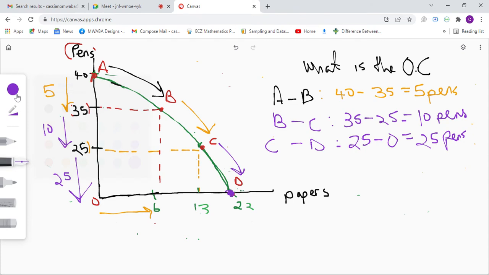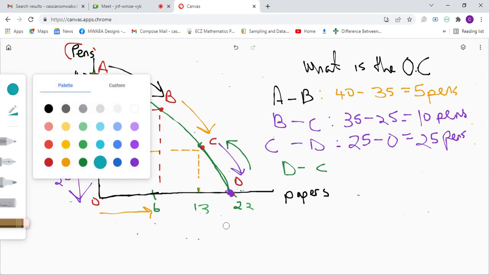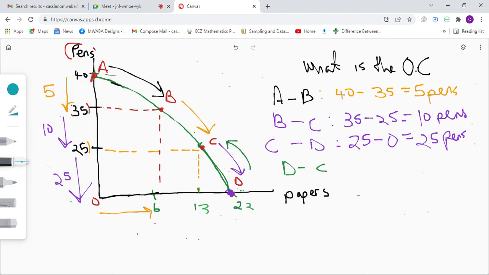So now let's say we move from point D to C. We're going to have to give up 22 minus 38, that is 8 papers. Wait, we're going to give up 8 papers. So let's put it here as 8P.